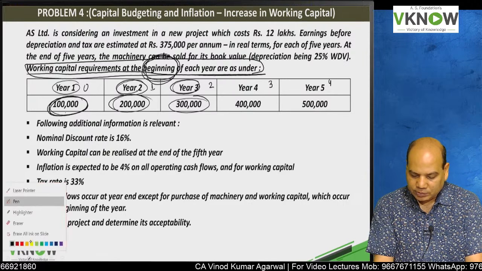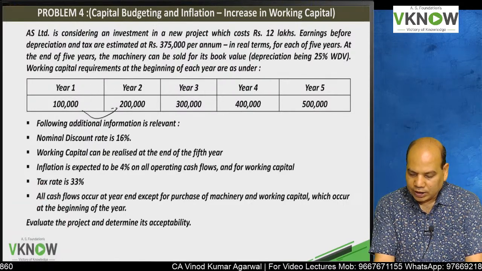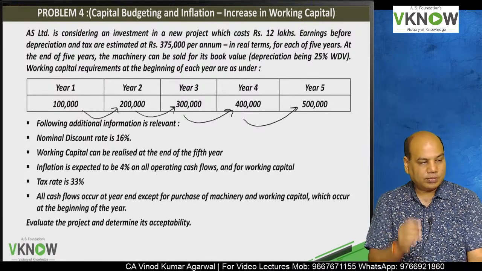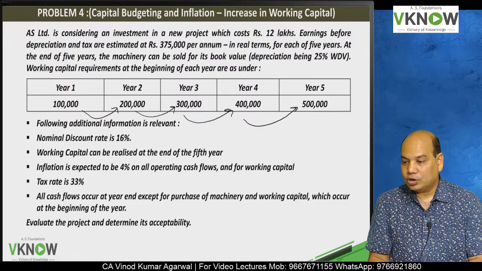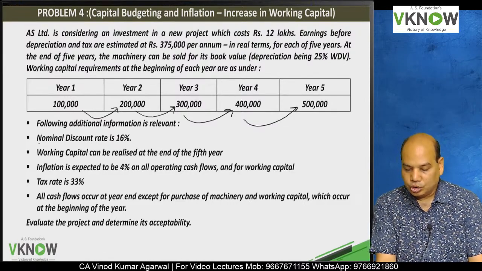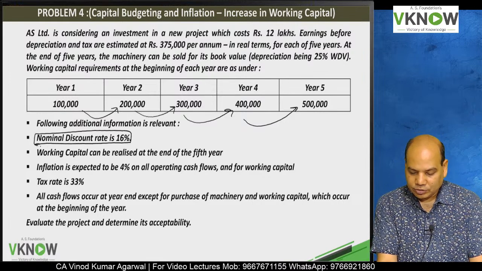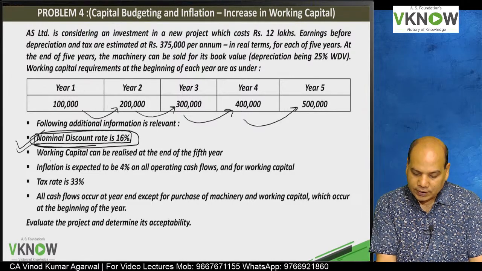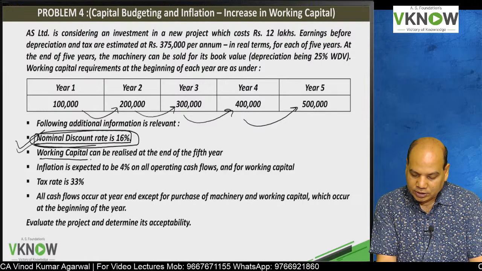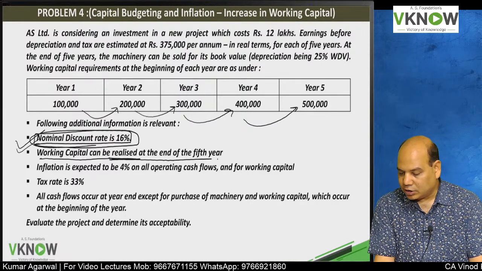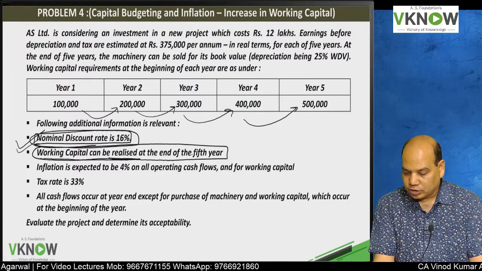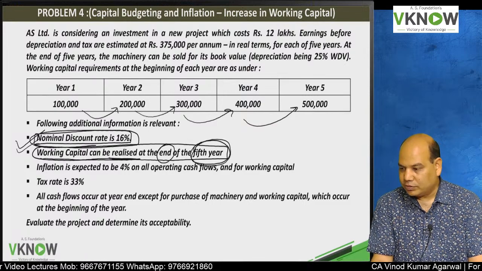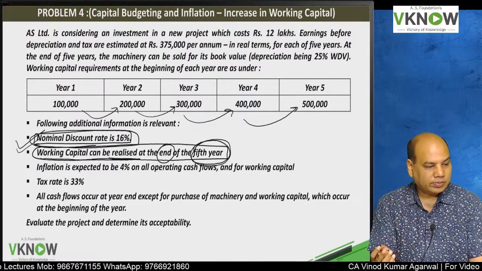So this time working capital requirement is changing. I will have to add more working capital every year. Following additional information is relevant. Nominal discount rate is given. No question on this. Working capital will be realized at the end of the fifth year. Even if this line was not given, we will do the same thing.